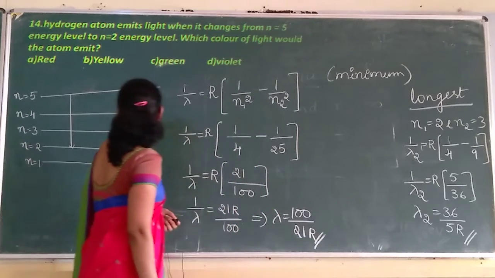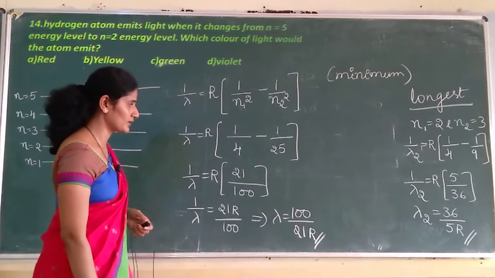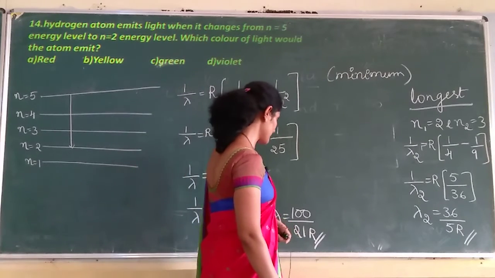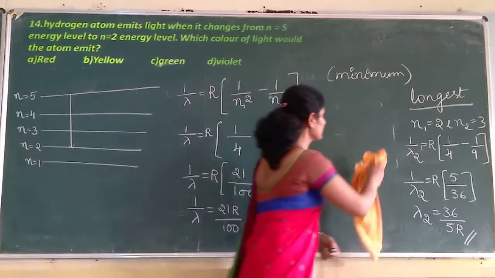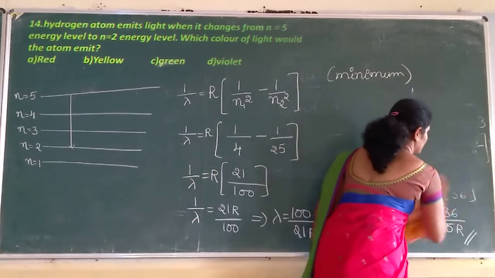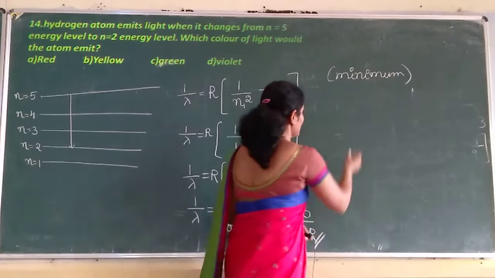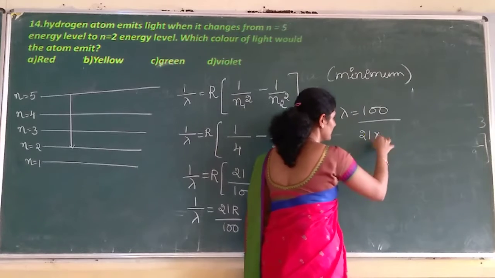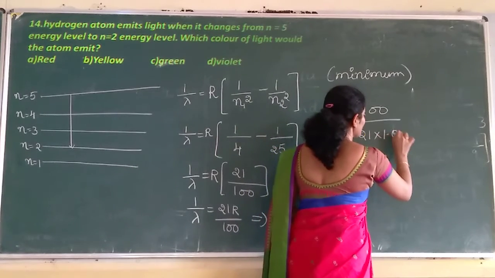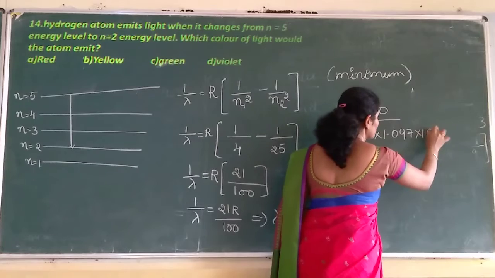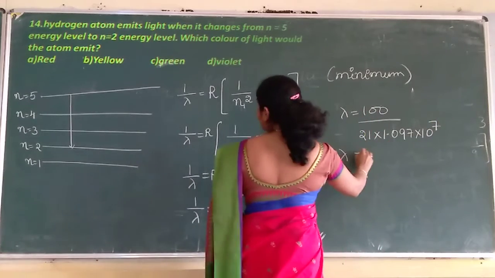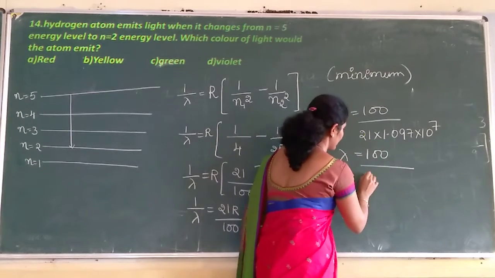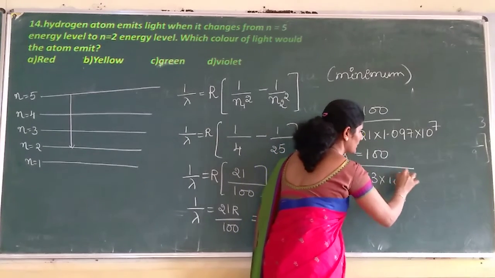We know that R is a constant, the Rydberg constant, and its value is 1.097 into 10 to the power 7. On substituting, we get lambda is equal to 100 divided by 21 into 1.097 into 10 to the power 7. So lambda is equal to 100 divided by, this is around 23 into 10 to the power 7.